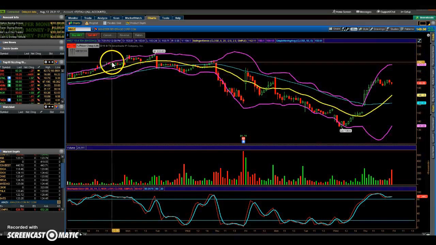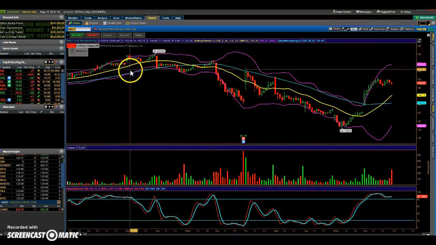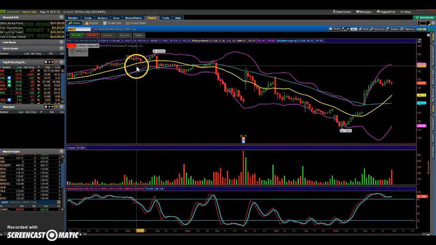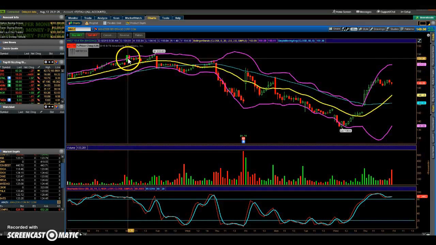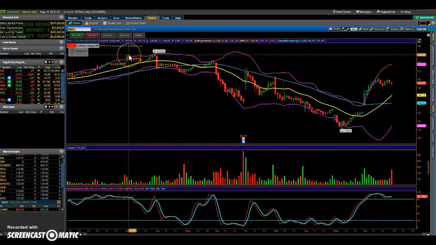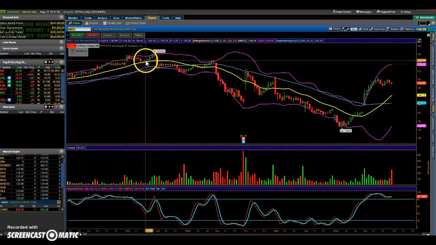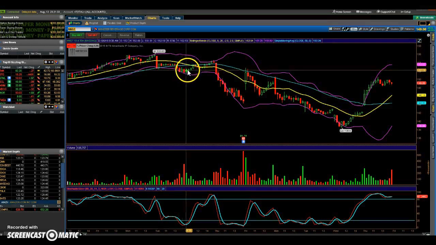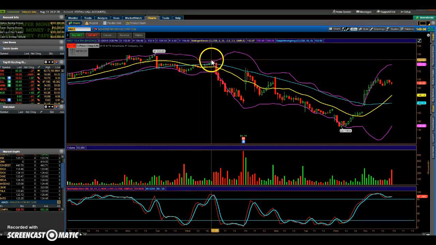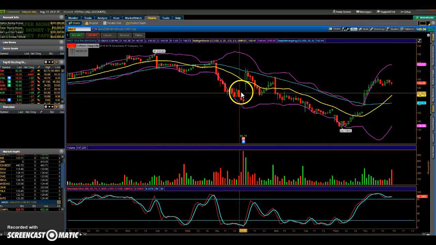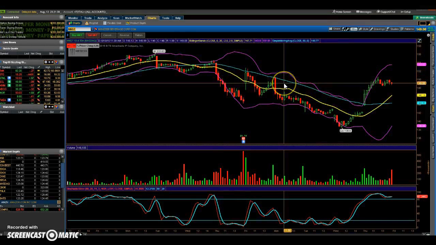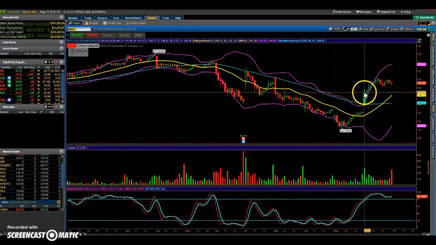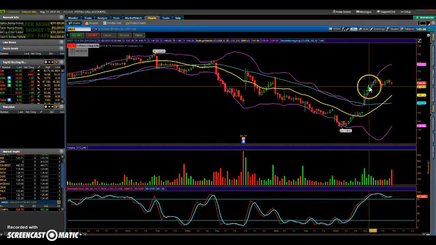Once a stock goes either above or below the outer limits, it acts like a rubber band and shoots back in. So we see right here, Monster broke above the upper limits and it shot back down. Down here it went below and it shot back up. Went above, shot back down, went below, shot back up, and you get the concept.